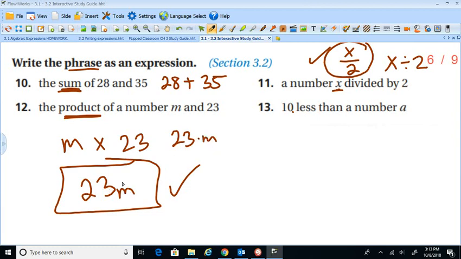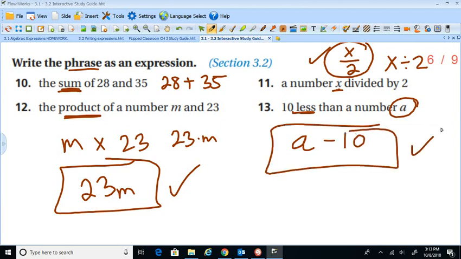Number 13, 10 less than a number a. So what are we starting with? Well, we're starting with some number a. 10 less of that would just be a minus 10. And this is the correct answer. If you were thinking 10 minus a, that's a wrong answer.